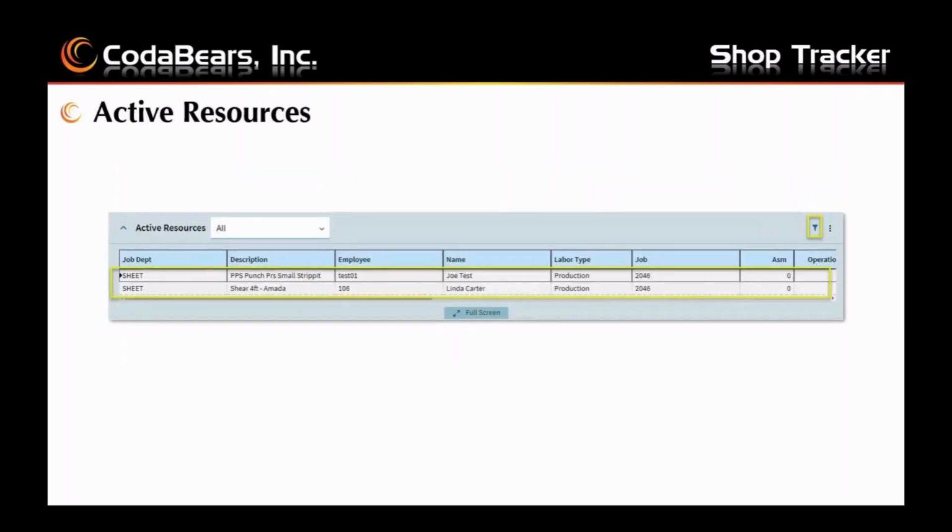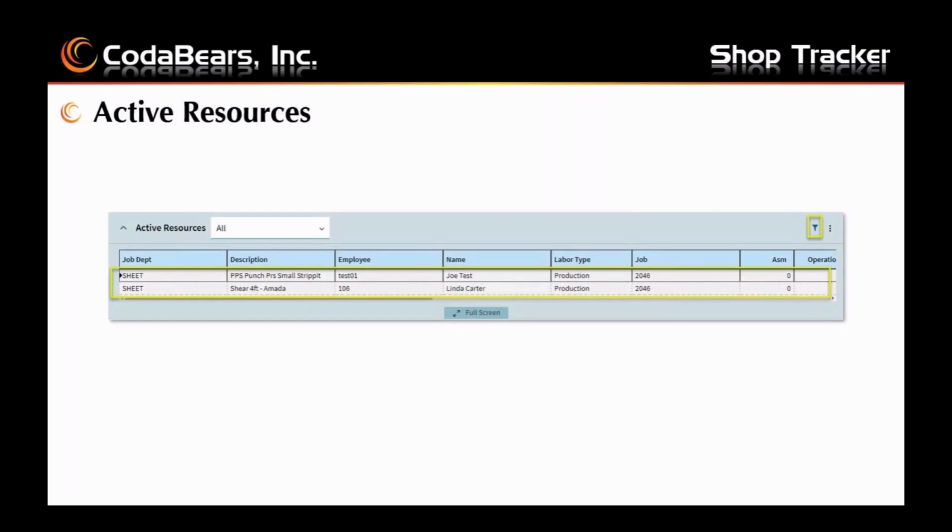Active resources, that is another card shown in the shop tracker, and that will show the departments or resource groups and resources working in labor transactions that are currently open. A transaction is considered open when someone is clocked in but not yet clocked out of the transaction. So here we can see 2 different users clocked into the same job. I guess I didn't get the operation that got cut off here. So they might be on different operations or they might be on the same operation.